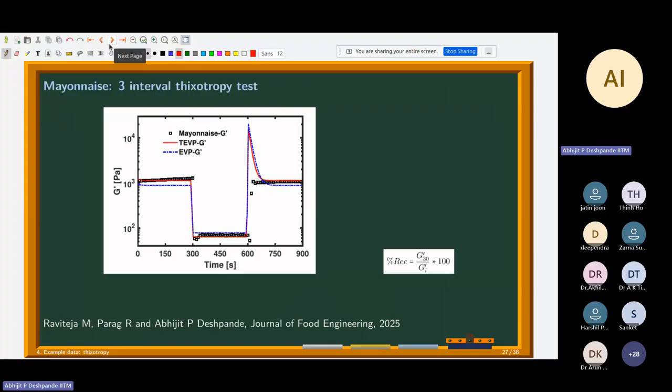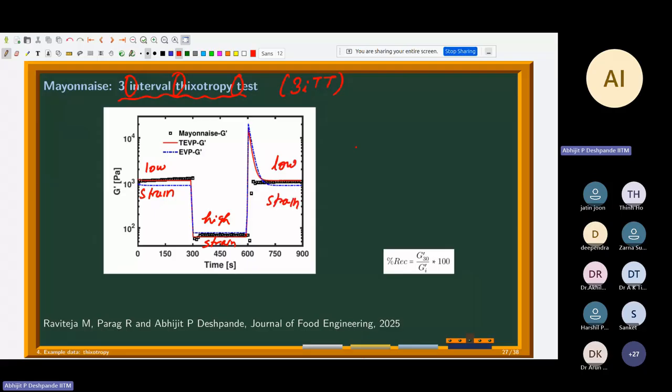And so the three-interval thixotropy test that I talked about, which is in the literature, is also referred to as 3ITT because of the interval thixotropy test. This is done quite often. As I mentioned, first we apply low strain, then we apply high strain, and then again we apply low strain.